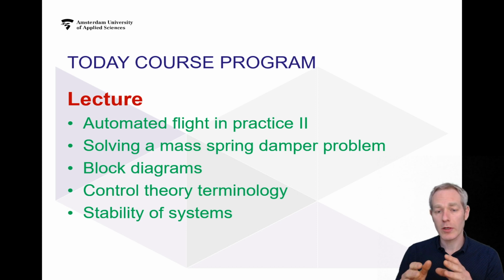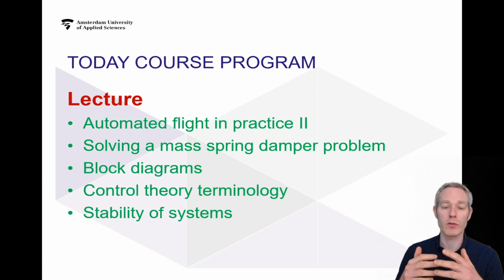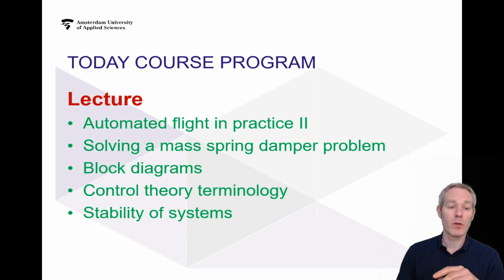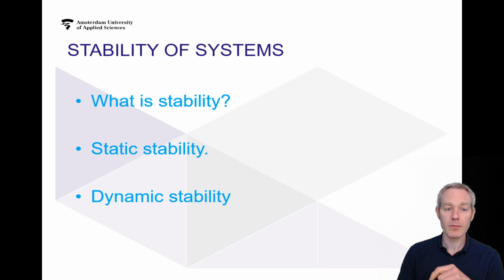where we'll later show you some step responses. So if we have a step as an input, we'll see what the response of a system is and tie that into different properties of a mass spring damper. We'll talk about block diagrams, a bit about control theory and stability of systems, where we now start with stability of aircraft and then of control systems.